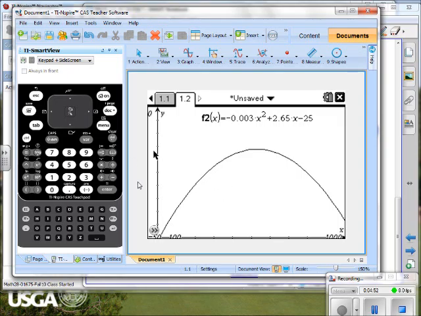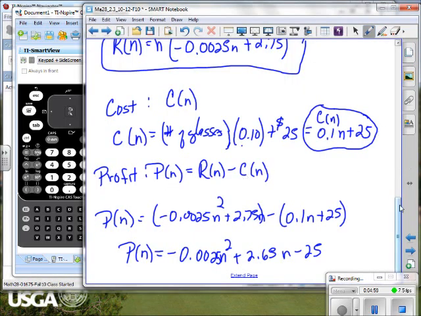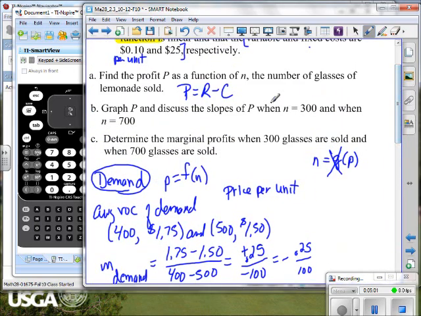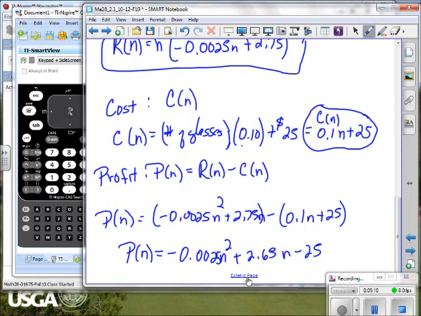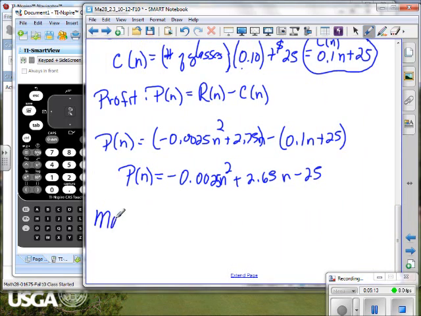Now, if we're going to look at the marginal profit at 300, I'm looking at the derivative now. Remember that. So I'm going to come back down here, and if I look at marginal profit, that's going to be the derivative of profit with respect to n.